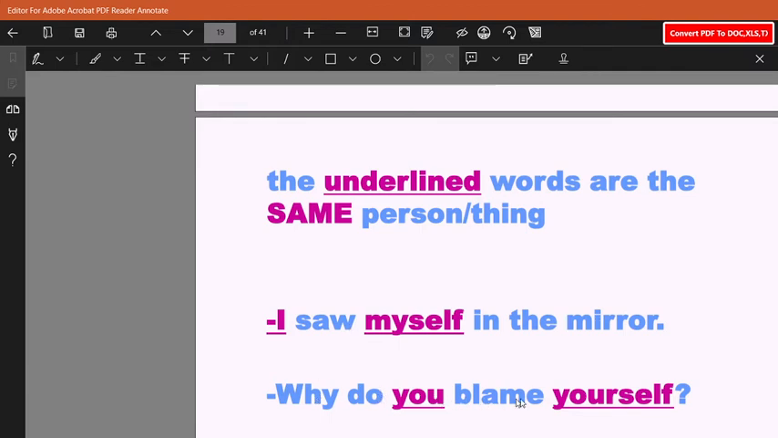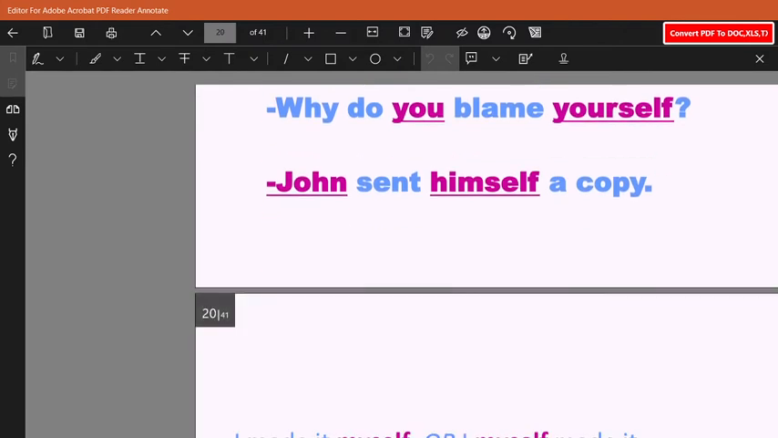See, why do you blame yourself? Yourself is the reflexive pronoun here, which is qualifying the main pronoun, you. But they are not sitting side by side. In between them there is blame. John sent himself a copy. Again, the verb sent is sitting in between John and himself, and himself is a reflexive pronoun that is qualifying the main noun, John. That is how we determine it.